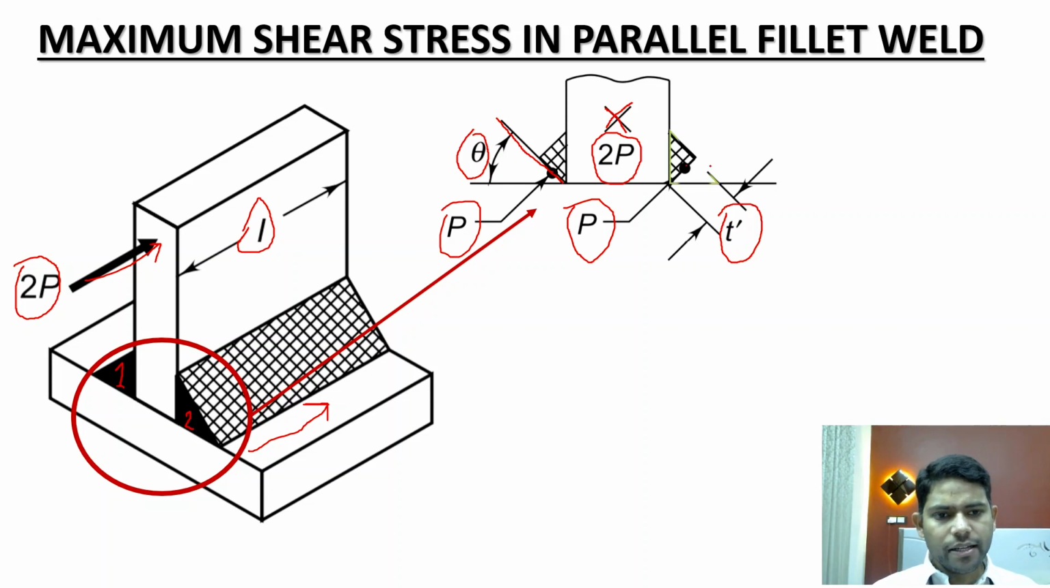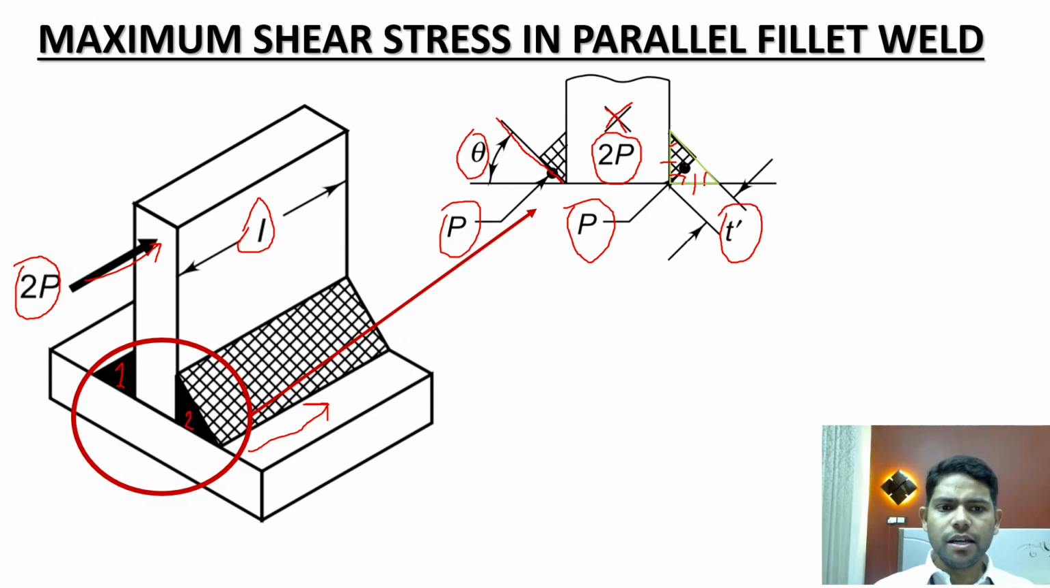Secondly, you can see that the weld has a cross-sectional area in the shape of an isosceles right angle triangle, which means that this side is equal to this side, and since this angle is 90 degrees, that's why we are calling this complete triangle an isosceles right angle triangle. Since this side is equal to this side and this angle is 90 degrees, these two angles are 45 degrees.